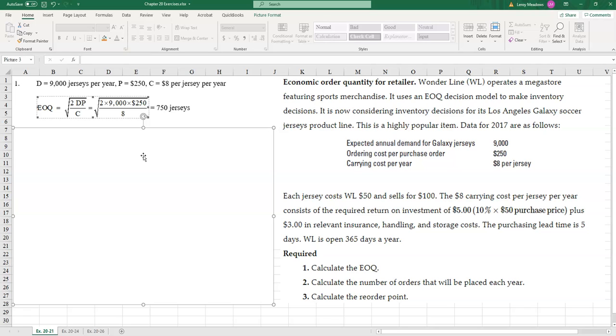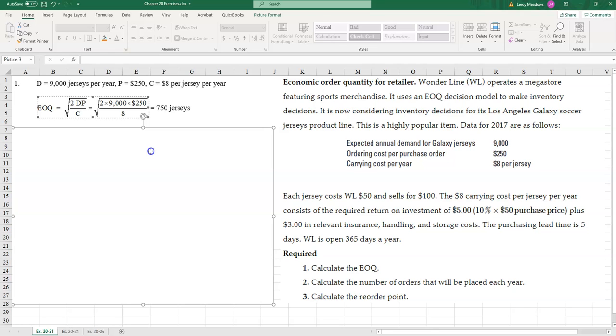So that is part one, calculate the economic ordering quantity. And remember, the economic ordering quantity is the quantity that we order each and every time that minimizes total annual relevant carrying cost and ordering costs.